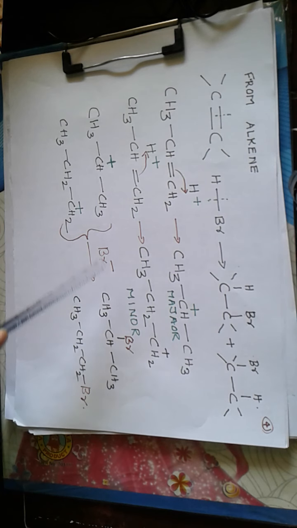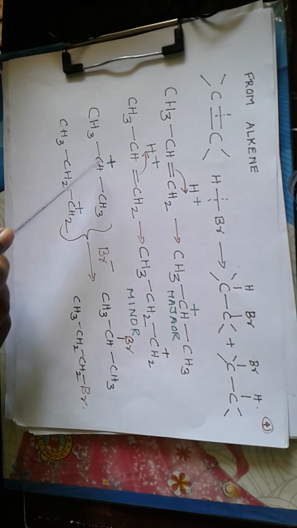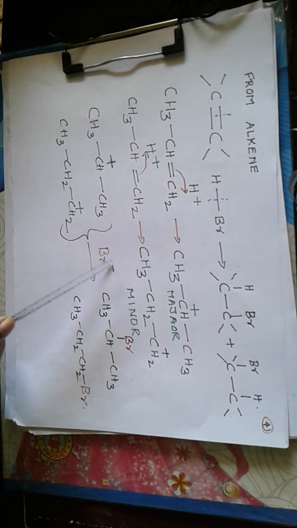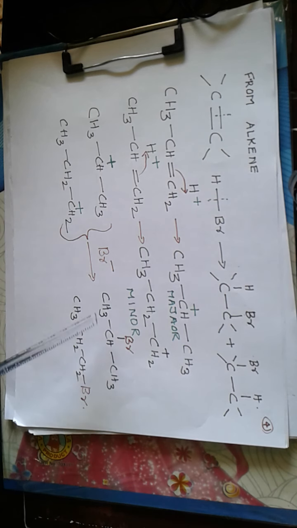Then in the second stage, a fast stage where the carbocation combines with Br negative, for both carbocations, we get this product, that is 2-bromopropane and 1-bromopropane.